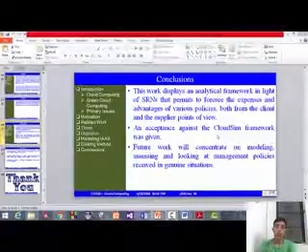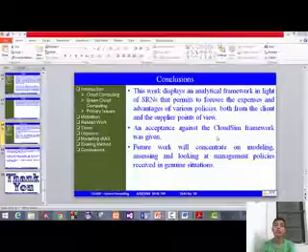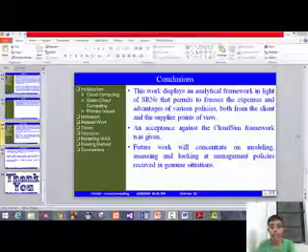Now we are moving to conclusions. This work presents an analytical framework based on SRNs that allows predicting the costs and benefits of different policies, both from the client's and the provider's points of view. A validation against the cloud system framework was given. Future work will concentrate on modeling, assessing, and comparing management policies adopted in real scenarios.